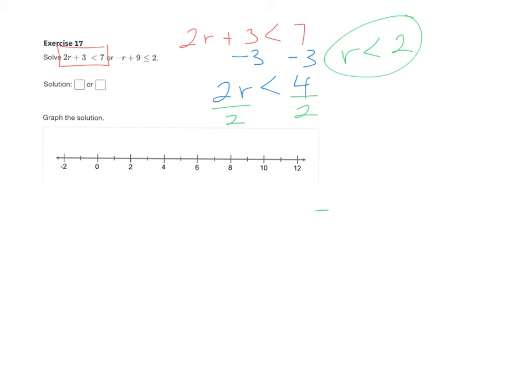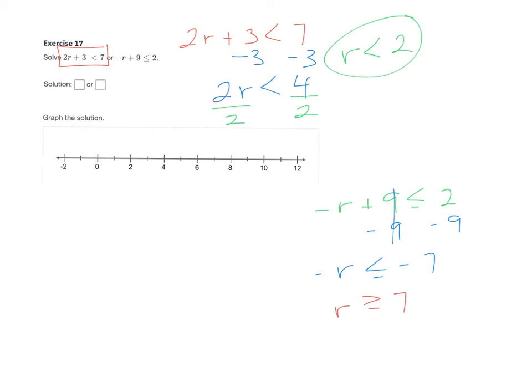The other one we have is negative r plus 9 less than or equal to 2. To get the variable by itself, we're going to get rid of this positive 9. We're going to minus 9 from both sides. Minus 9, minus 9. That gives me negative r is less than or equal to negative 7. Now, to get rid of this negative, what we're going to do is multiply everything by negative 1. You could also think of it as dividing by negative 1, or you could take the opposite of everything, including flipping the inequality. So the opposite of negative r is positive r. Flipping the inequality, the opposite of negative 7, positive 7.